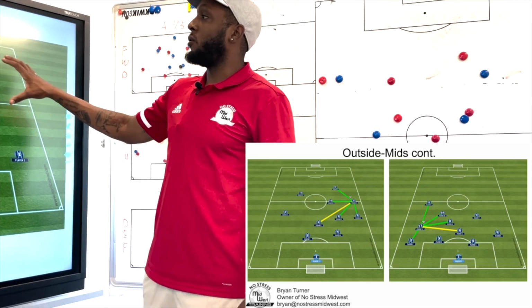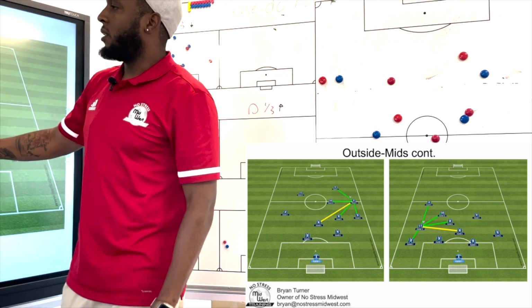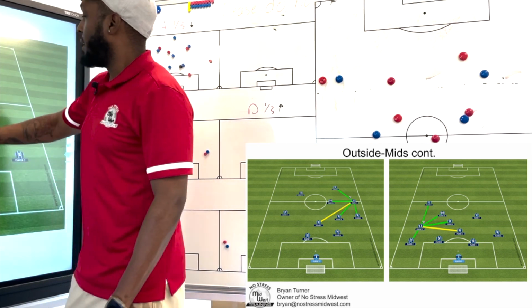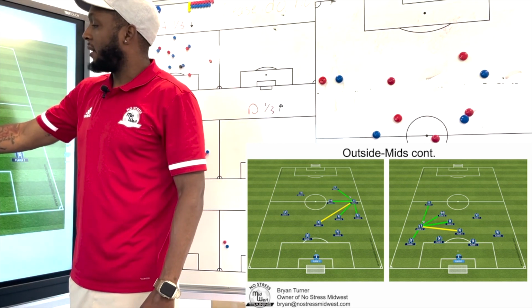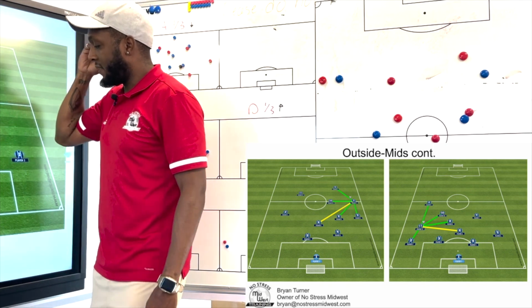And these are just 2 other pictures, screenshots of our outside mids when they're receiving the ball, the player connections, what we're doing. Maybe we're in more of a defensive area back here in our defensive third, how everyone else is set up around.